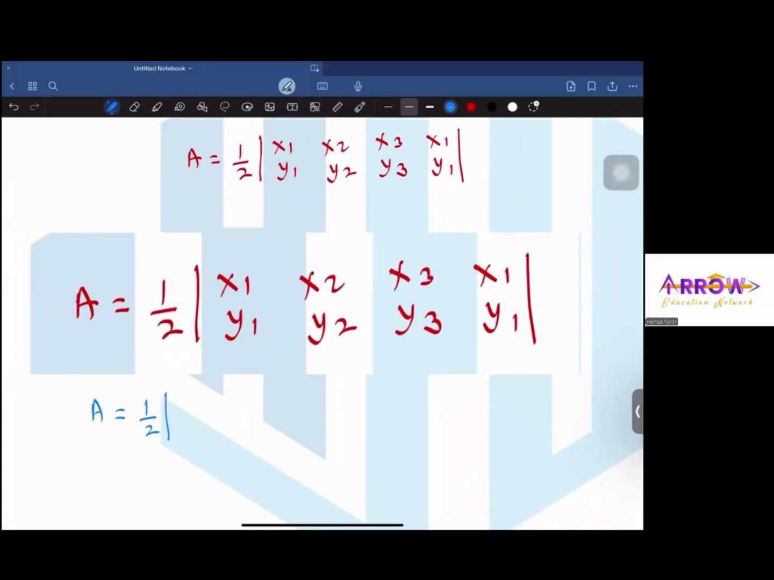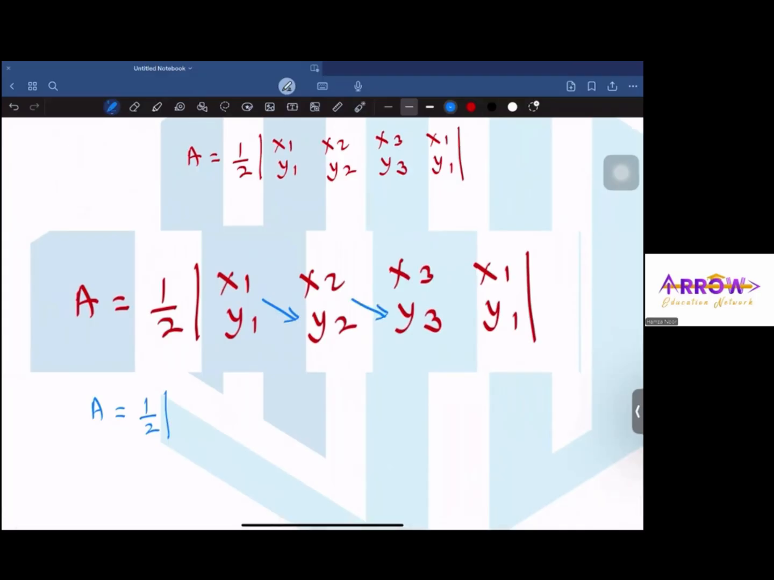First of all, you follow this pattern: x1 multiplied by y2 plus x2 multiplied by y3 plus x3 multiplied by y1. So x1 y2 plus x2 times y3 plus x3 times y1. You add all of these terms, and then you follow the opposite zigzag pattern like this: x2 y1, x3 y2, x1 y3. But you write the subtraction sign over here. You will subtract the terms now.